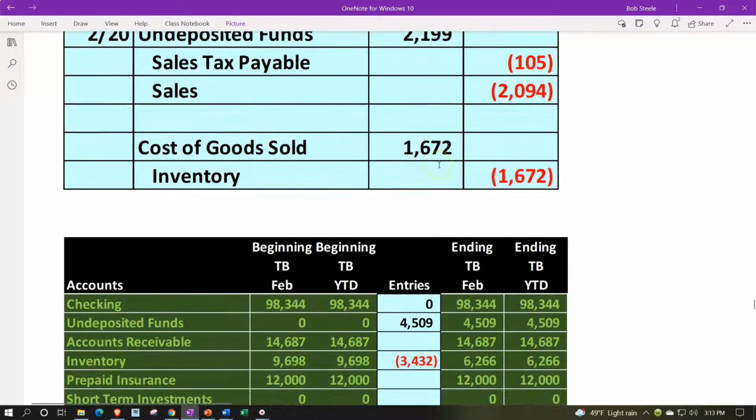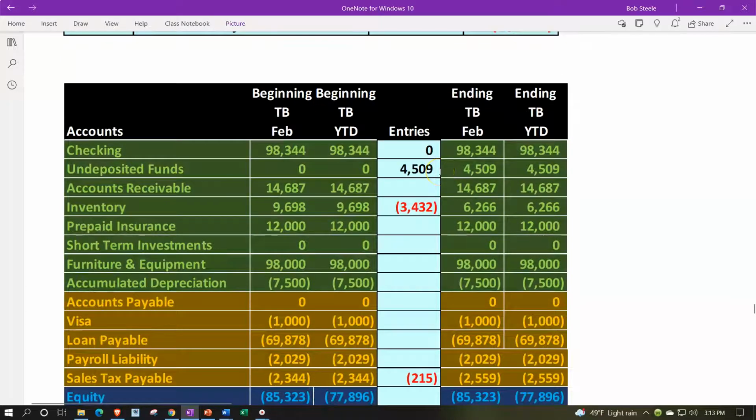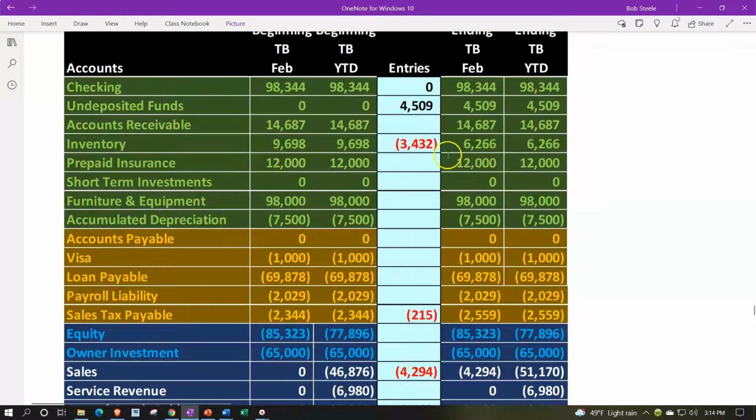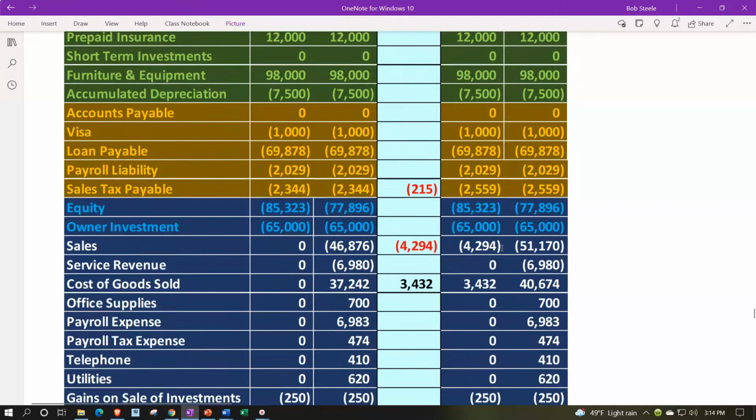If we combine the two transactions we've done thus far, we've got a change in undeposited funds of $4,509, impacting both the current month and year to date in the same way. Inventory going down, total $3,432, impacting both the current month and the year to date in the same way. The sales tax payable going up by the $215, impacting both the current month and year to date in the same way because they are balance sheet accounts.